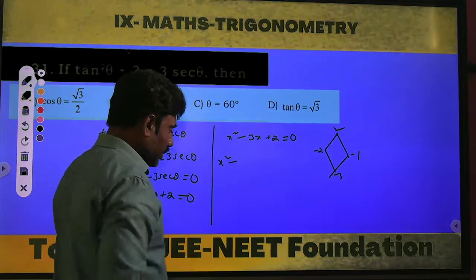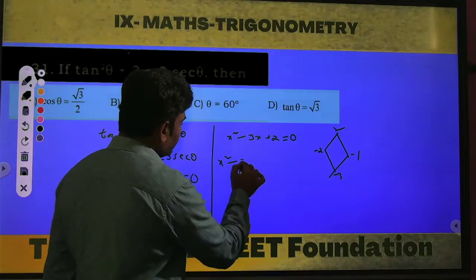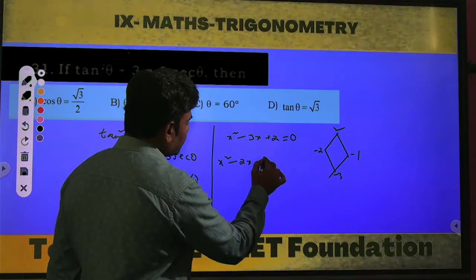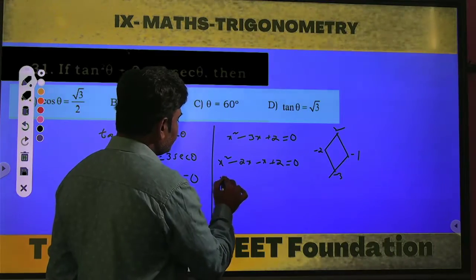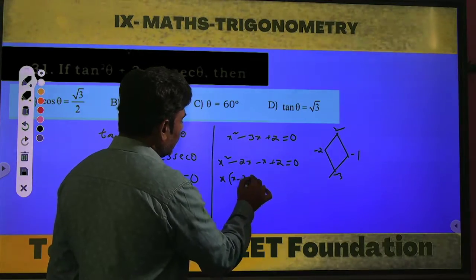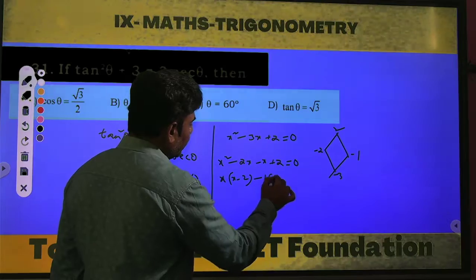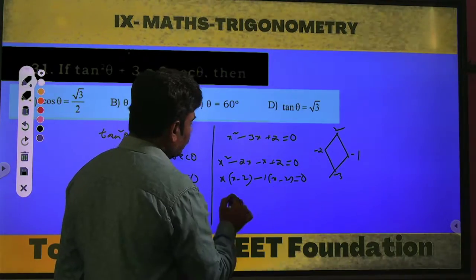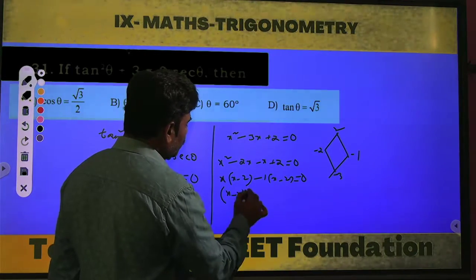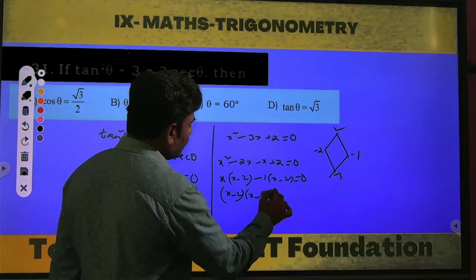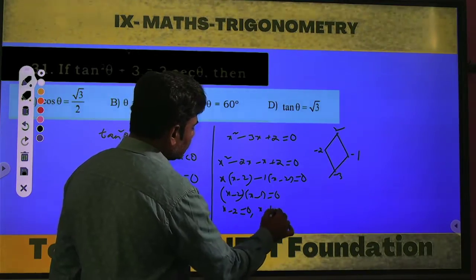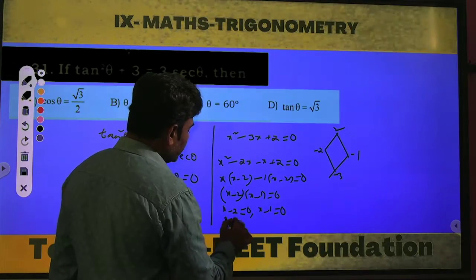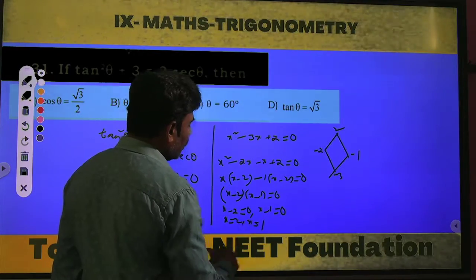You can write x square minus 2x minus 1x, 1x means x only, plus 2 is equal to 0. Let us take x common, x into x minus 2, here minus 1 into x minus 2 is equal to 0. Finally we get x minus 2 into x minus 1 is equal to 0. That means x minus 2 is equal to 0 or x minus 1 is equal to 0. Therefore x is equal to 2 or x is equal to 1.